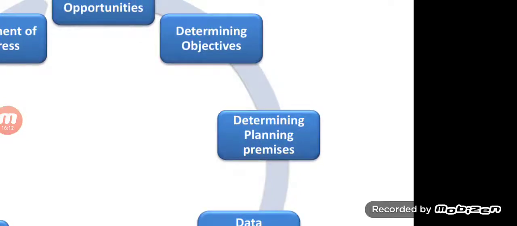So third step, determining planning premises. After setting organizational objectives, the next step is to determine planning premises. Planning is a future oriented activity. The planning premises are certain assumptions about the future conditions under which planning activities will be performed. These premises are of three types. There are three types of premises.